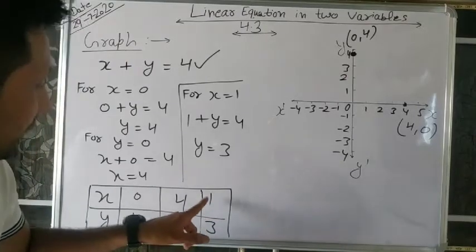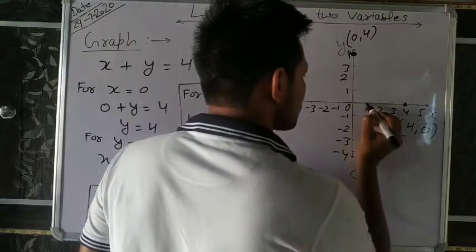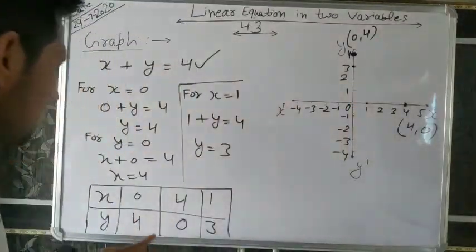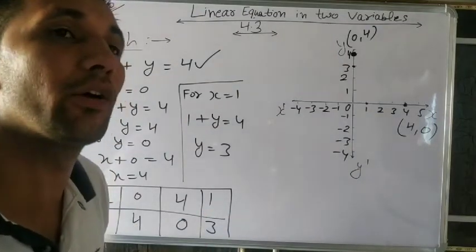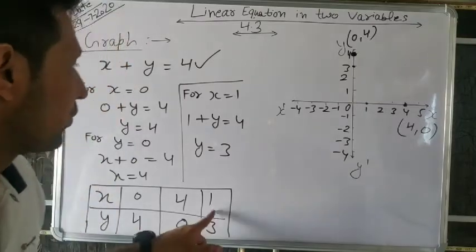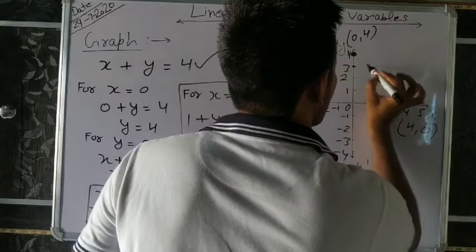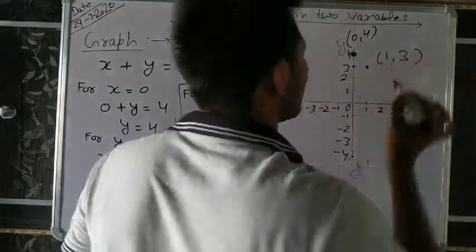x is 1, y is 3. x is 1, this one, and y is 3, this one. For x equal to 1, how will you find the x coordinate? The perpendicular distance from the y-axis is 1, so you can take 1. So this one, and where is this point? Here. So this is the point (1, 3).